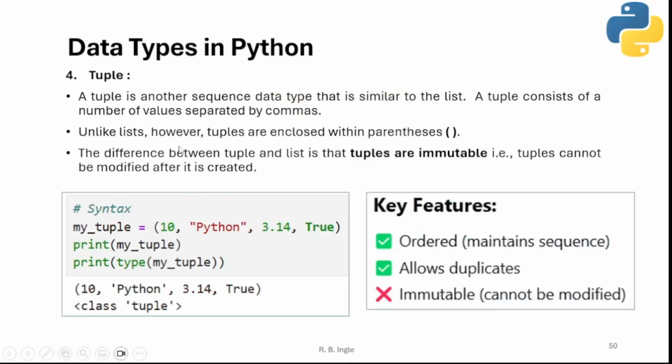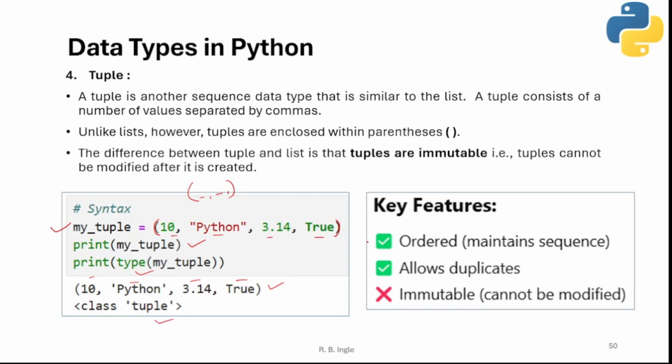Now tuple. Tuple is very similar to the list. For making a tuple, we have to simply replace the square bracket by a round bracket. So here we can see the parenthesis, that is the round bracket. Whatever we write inside the round bracket will become a tuple. Here I have taken the same elements 10, Python, 3.14 and true, but I have included them in the round bracket. Once I have printed, I am getting them in the same sequence, 10, Python, 3.14 and true. When I am checking the type, it is showing that it is a tuple.